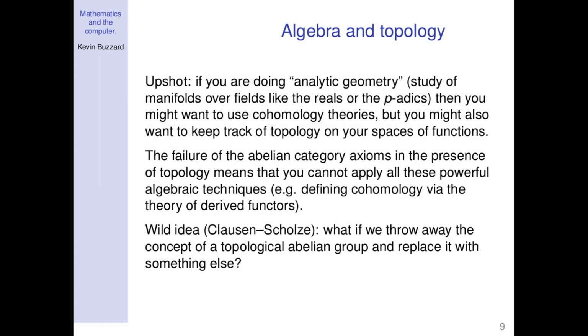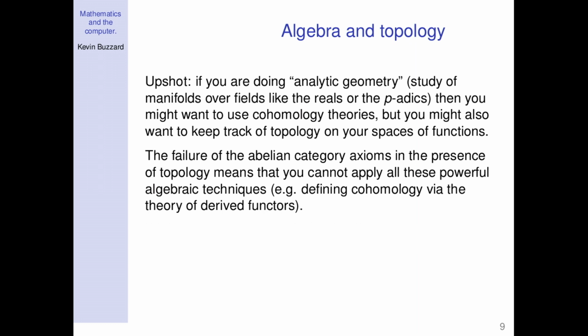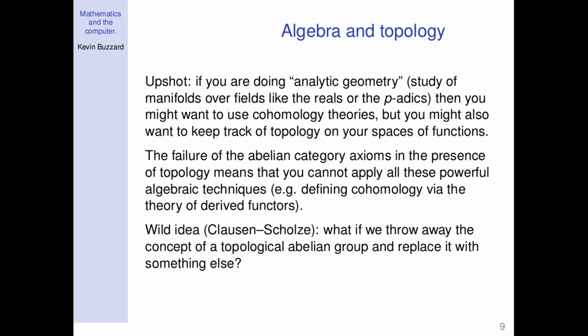And I should say that people have tried to solve this in the past. Well, that's a spoiler, I should go back. People have tried to solve this in the past by axiomatizing. They're not quite an abelian category, but it's not too far from being one, and maybe we can get some of the theory working anyway. But the wild idea of Clausen and Scholze is maybe the whole concept of topology is wrong anyway. I mean, it's not an appropriate thing to be using in this context. So let's get rid of topological abelian groups and try to do something else instead.